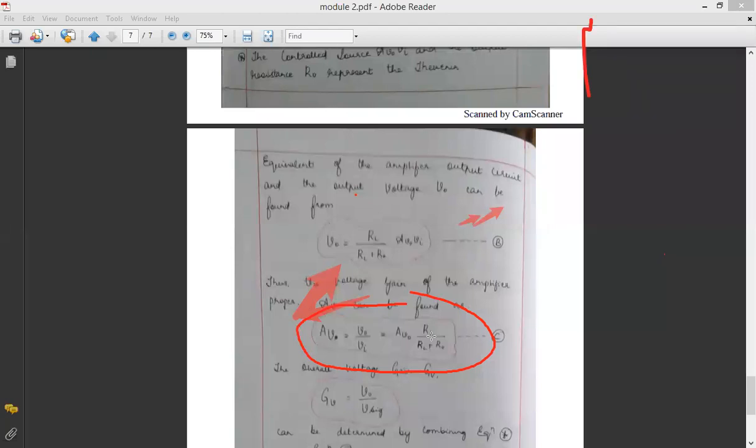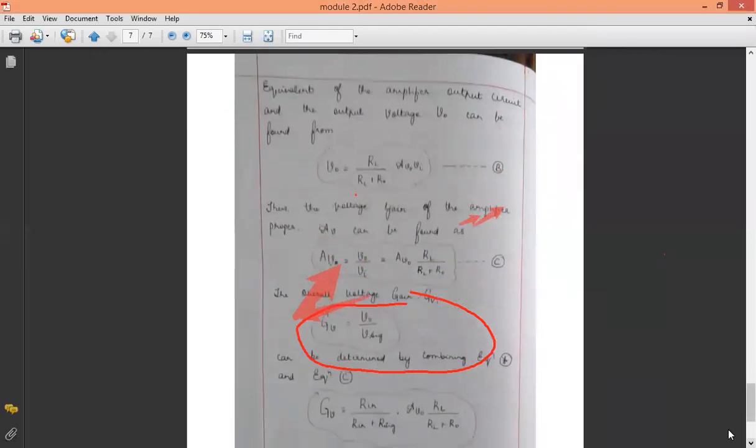So what are the parameters we discussed today? R in, open circuit voltage gain, output impedance R0, and AV. The other parameter we are going to discuss is overall gain. Overall voltage gain is given by GV. Very, very important. Which is the last parameter? Overall gain GV. Please repeat. Overall gain, that is GV.